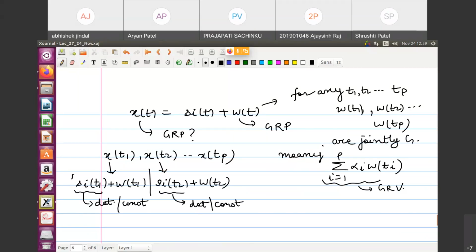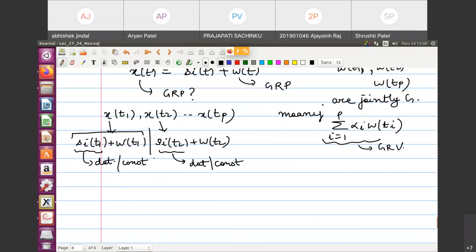Now, if W of t1 is a Gaussian random variable, then si of t1, if you add, let us say this is a Gaussian random variable and you are adding some constant to it, so the output would also be a Gaussian random variable with a different mean, okay? So what does the mean become? si of t1.